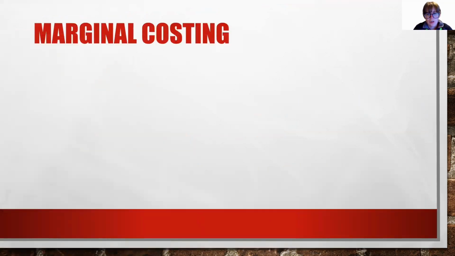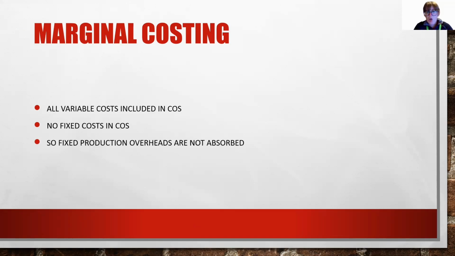So to begin with, we're going to have a refresh on marginal costing. Remember that marginal costing is where all variable costs will be included in the cost of sales figure. There are absolutely no fixed costs involved when it comes to marginal costing. Fixed production overheads are never going to be absorbed under a marginal costing approach. It is a quick and easy method for this reason, and it is not very time consuming.